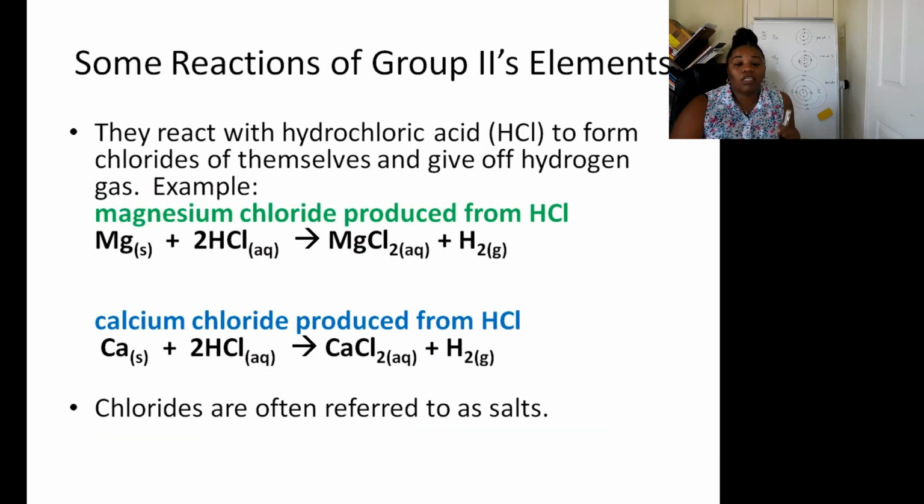This is chemical properties. So here we have they react with hydrochloric acid to form chlorides of themselves and give off hydrogen gas. Example, magnesium and hydrogen chloride give magnesium chloride and hydrogen gas. And you're going to learn all of this coming up. So brace yourself. Brace yourself. This is just for you to look at and say, wow. But by the time you get here, you'll be so seasoned.